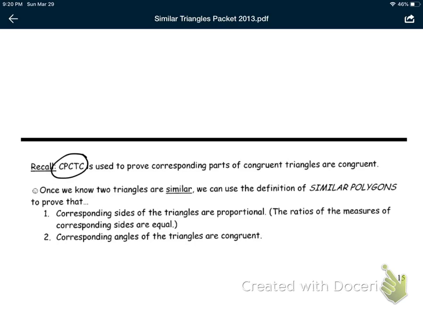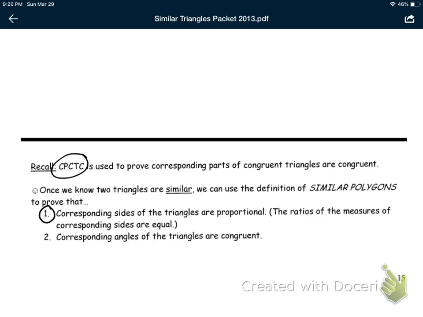All right, so CPCTC is used to prove triangles, corresponding parts of congruent triangles congruent. Okay, well, CPCTC has a cousin. We're going to talk about what her name is in a second. But let's go over something we learned about similar triangles. Once we know that triangles are similar, we can use the definition of similar polygons to prove that, number 1, corresponding sides of the similar triangles are in proportion. In other words, if we set up a ratio between corresponding sides, those ratios will be equal. That's what proportional means. And number 2, the corresponding angles of the triangles are congruent. So CPCTC's cousin is going to come from number 1.